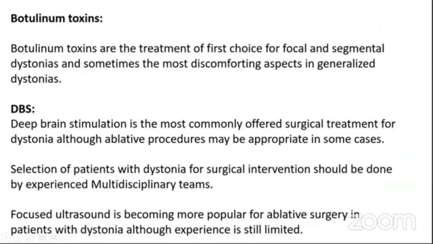Botulinum toxin is a first-line drug for focal and segmental dystonia. This botulinum toxin usually remains active for 3 to 6 months. Sometimes patients may need multiple shots. And when these dystonias are intractable to either botulinum toxin or oral medications, we can go for DBS, deep brain stimulation, for this type of dystonia.